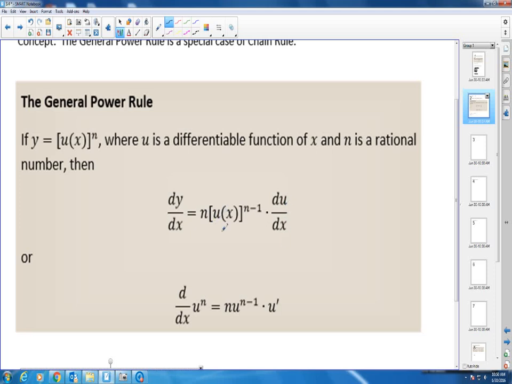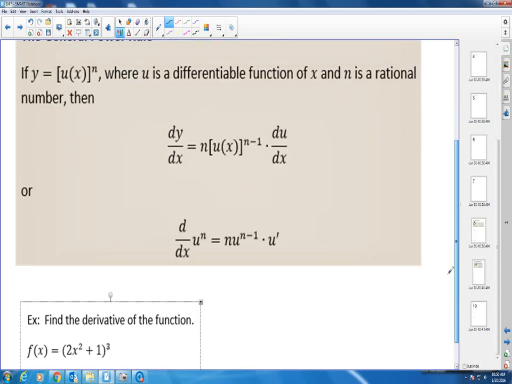Du over dx means taking the derivative of the inside with respect to x. To write it a little more simply, the derivative with respect to x of u to the n is n times u to the n minus 1 times u prime. U prime is the same thing as du over dx. So for other problems later on, I will use u prime.